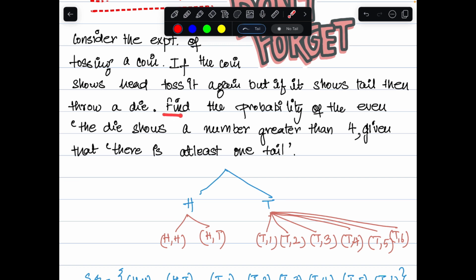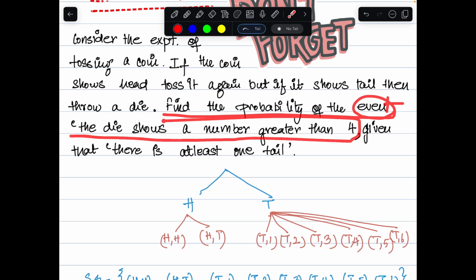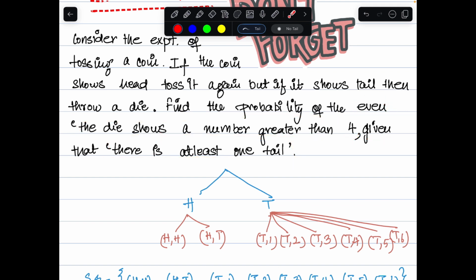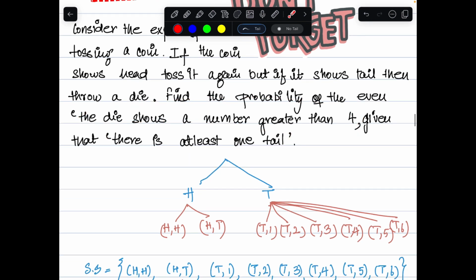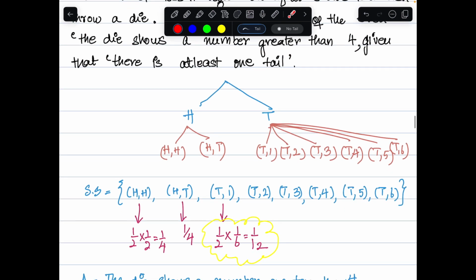Next is to find the probability of the event that the die shows a number greater than 4. The die should show a number greater than 4. But what is already given? It's given that there is at least one tail. It comes under conditional probability, we can very well say. So I need to find the probability of this given that this thing has happened. Let's understand using a picture.